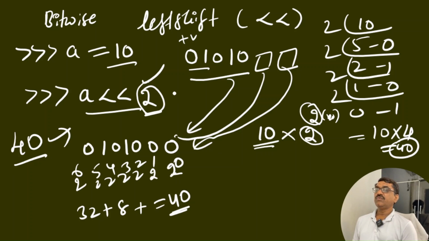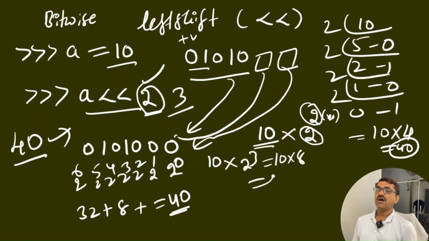Instead of 2, if you take 3, that means we are shifting 3 bits to the left at a time. In this case, you write the result as 10 into 2 to the power of 3. That means 10 into 8. The answer we are going to obtain is 80. This is how the left shift operator works. So in the left shift operator, we take the number and multiply it by 2 to the power of the number of bits shifted.